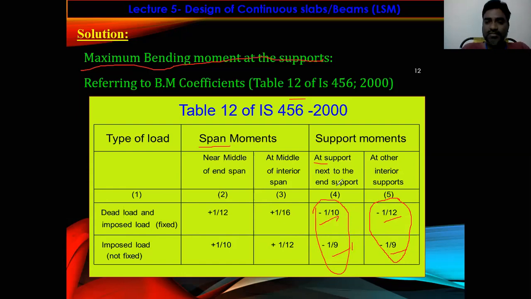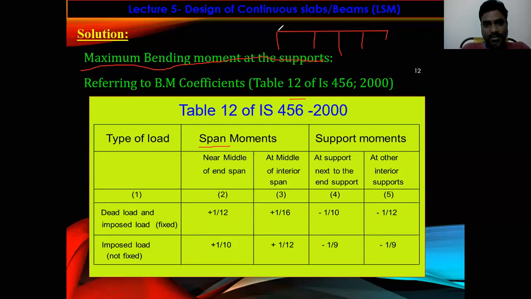And here, obviously, at the support you will get a negative bending moment. As I told earlier, for continuous beams, the deflection or bending moment diagram will come like this. So here is 0, then it will rise, come, and drop. So there is a sagging bending moment at mid-span and a hogging bending moment at the support. So hogging is negative.